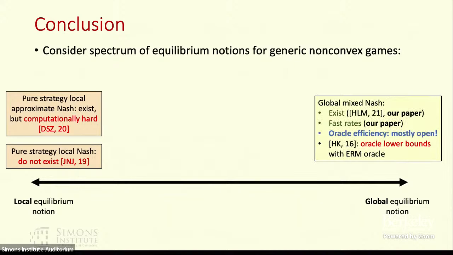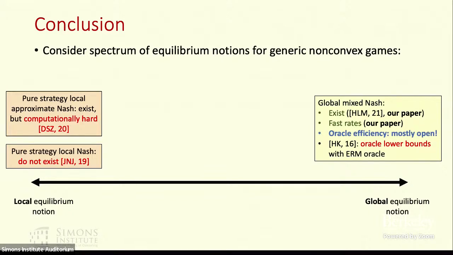Now, the results of our work can be seen as lying on the opposite end in this local-global spectrum. We're looking at global equilibria, and as we show following prior work, they do exist, and actually we can get fast rates for convergence to them. Now, these rates are statistical in nature. Our algorithm is not computationally efficient in any way. Oracle efficiency is a really interesting open question.